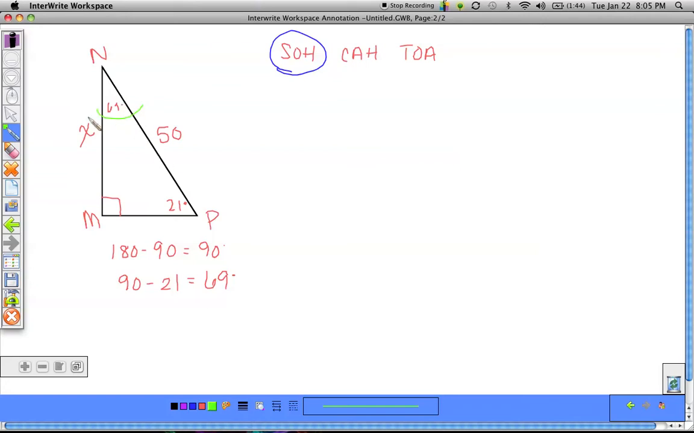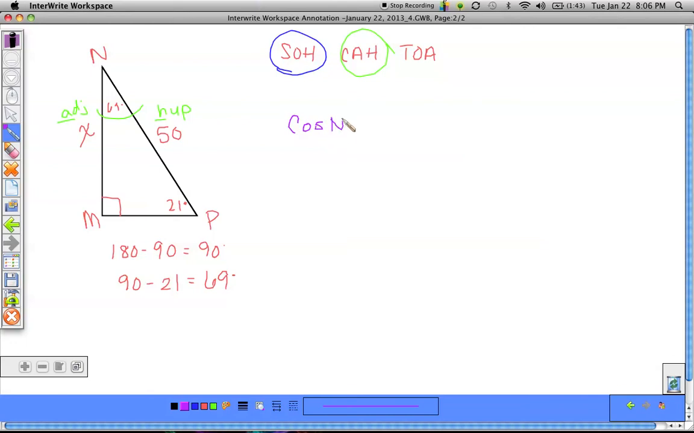So let's look at n. In relation to n, x is adjacent, and 50 is the hypotenuse. So we're looking for an A and an H. Now we can use cosine instead of sine. I'm going to switch colors because that's hard to see. But now we can switch to cosine. So let's go ahead and solve.